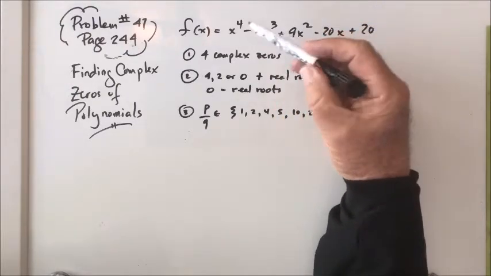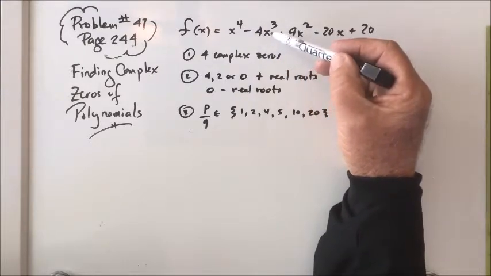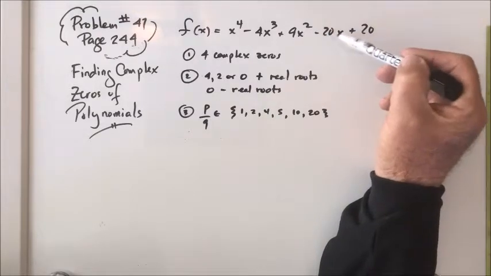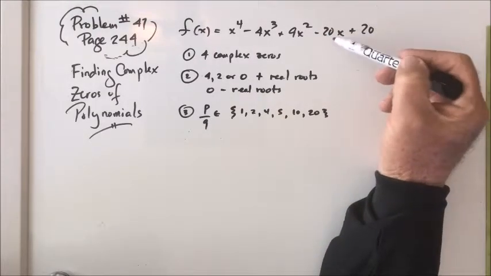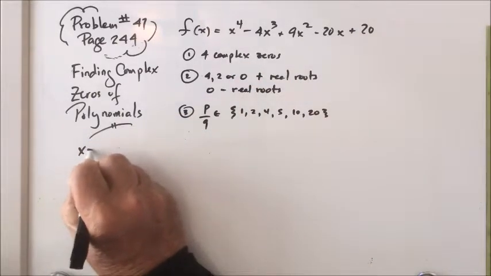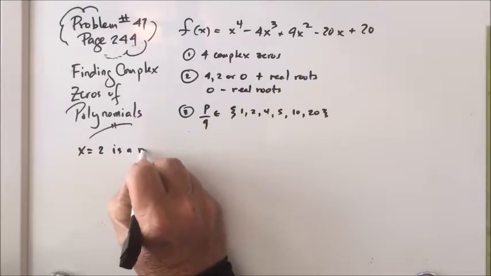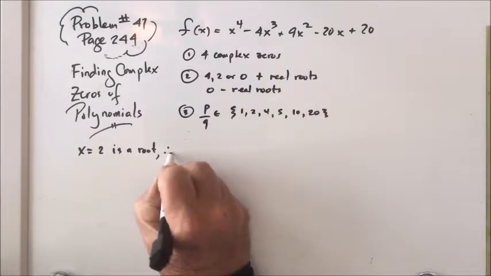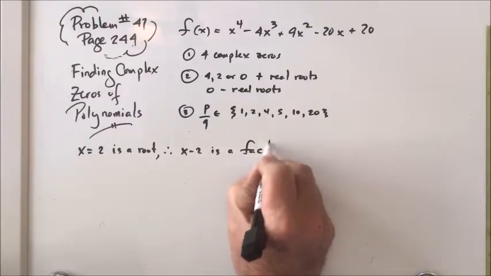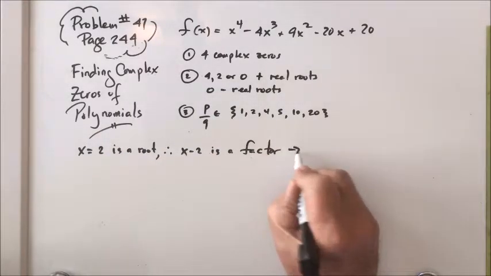Let's try 2. 2, 4, 8, 16. 16 minus 32 is minus 16, plus 36 is plus 20, plus another 20 is 40, minus 40 works. All right, so over here we can say x equals 2 is a root, and therefore x minus 2 is a factor. That means we go right to synthetic division.